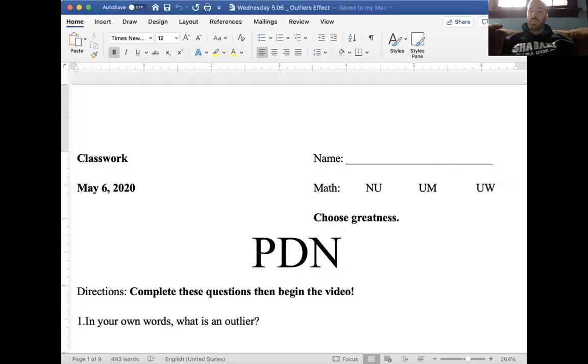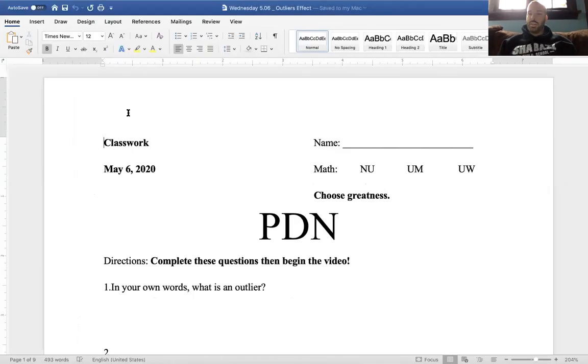Yesterday we talked about outliers. Today we're going to do a little bit more with outliers, kind of explaining. Remember, outliers are liars. So we're going to see what I mean by that and how they actually make data lie or tell a story that's not actually there. Go ahead and do your PDN. Come back when you are ready to check it.